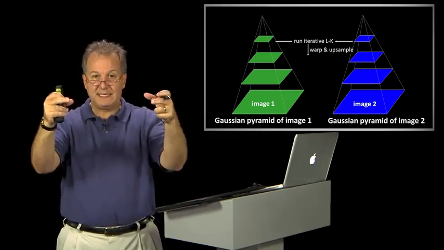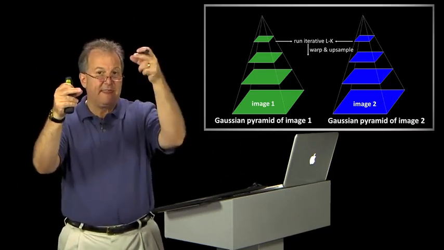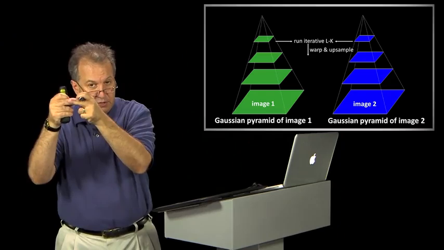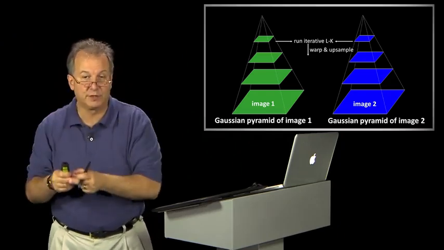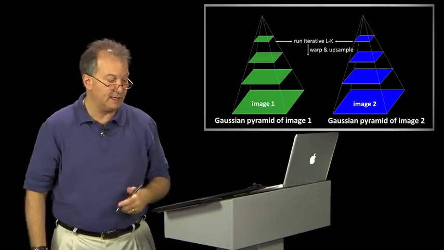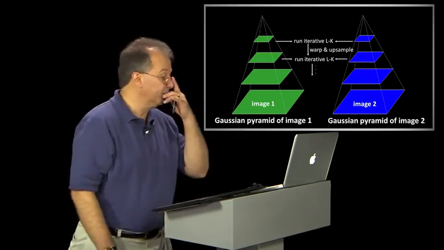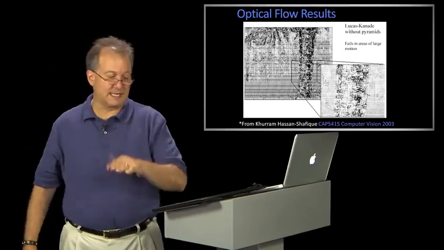But I could apply that to the next level, and what that will do is get me the next level very close to the second image at that level, and I could run Lucas and Kanade again. And then I can iterate and run that over again and eventually get the entire motion field. Couple things to show you. First, let me just show you that this kind of works.